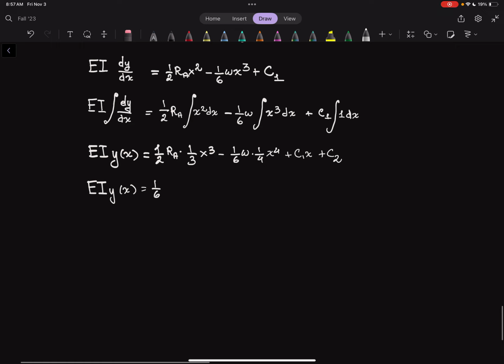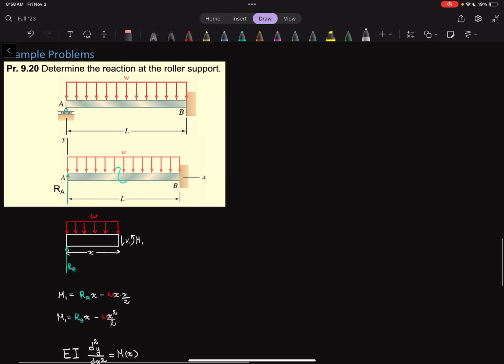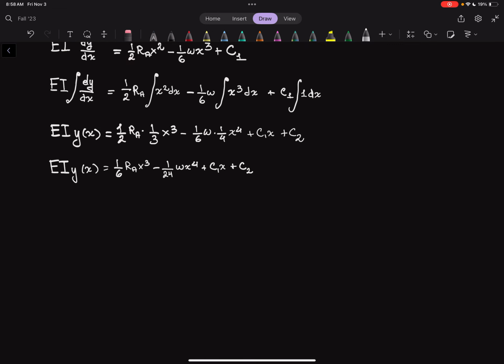We have 1/6 RA x to the third minus 1/24 w x to the fourth plus c1 x plus c2. So how many unknowns do we have? Well, we're trying to find the reaction at the roller, and we have some initial conditions that we can use.